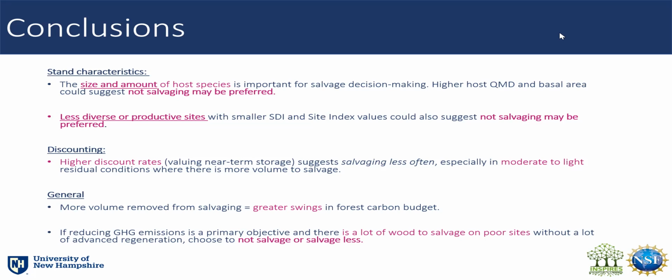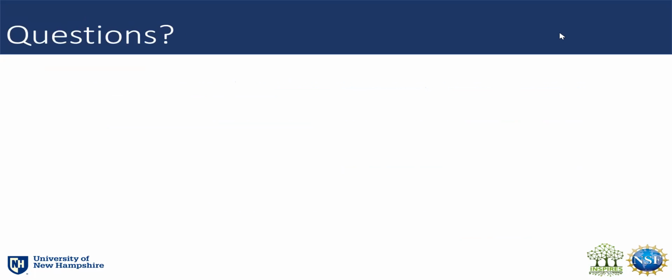So if greenhouse gas emissions is a primary management objective, and there is a lot of wood to salvage on poor sites or sites without a lot of advanced regeneration, you could choose to salvage less or not salvage. And I think that's it, if there are any questions.